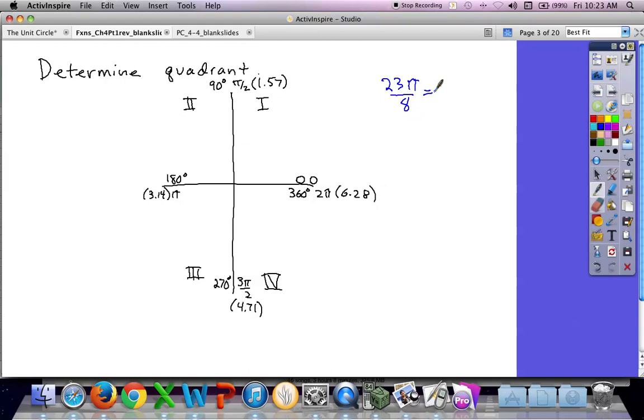You could just subtract or add 2 pi until you get it down to something that's more recognizable. If I subtract 2 pi, that would be 16 pi over 8, right? So 23 pi over 8 minus 16 pi over 8, which is, what is that, 7 pi over 8? So where would that be? It's 7/8 pi. Which quadrant would that be in?